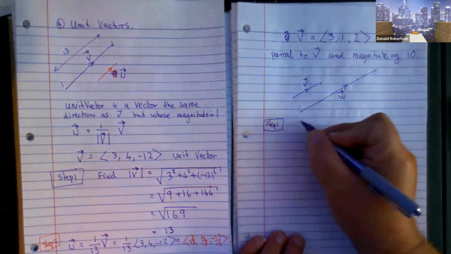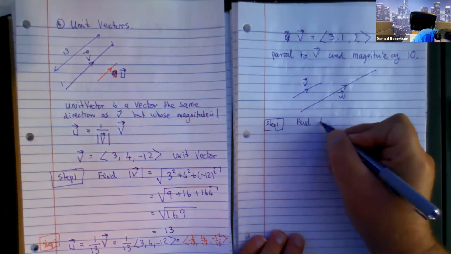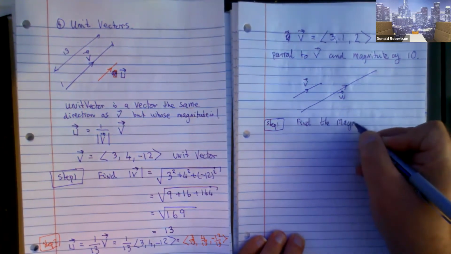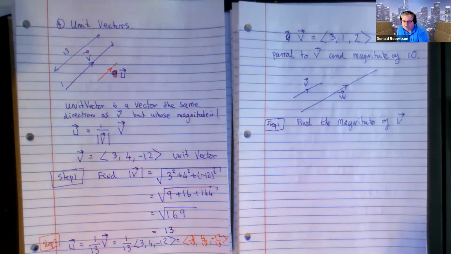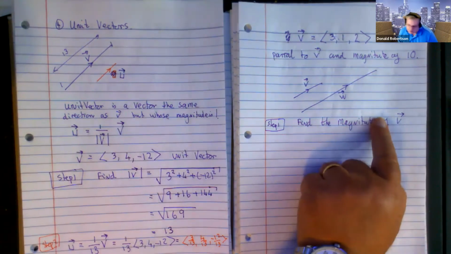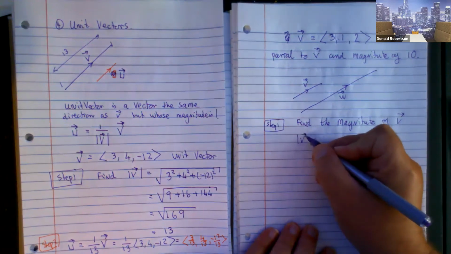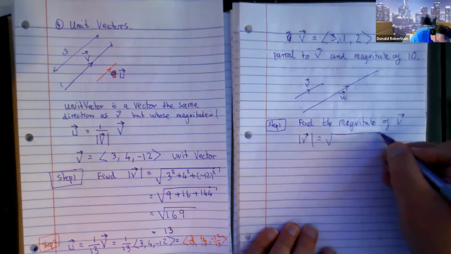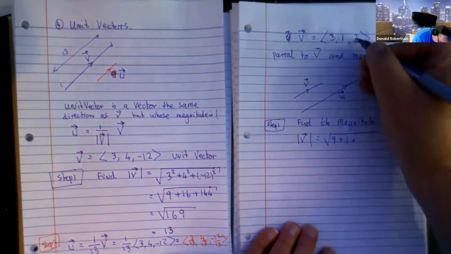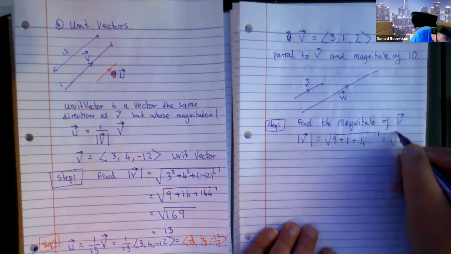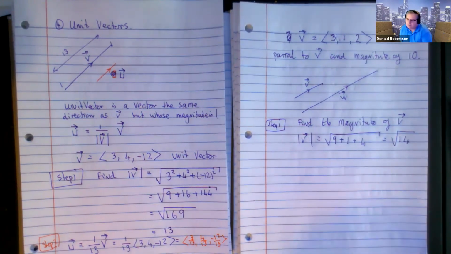Step 1, find the magnitude of vector v. So we're going to approach it as if we were going to get a unit vector, right? So I'm going to start the same way that we did the unit vector question. I'm going to find the magnitude. And the magnitude of this vector v is 3 squared, which is 9, plus 1 squared, plus 2 squared. So it ends up a rather ugly square root of 14. Are we cool with that?